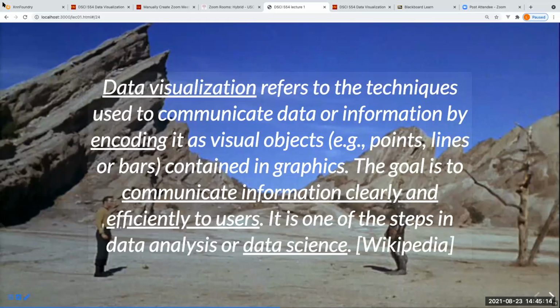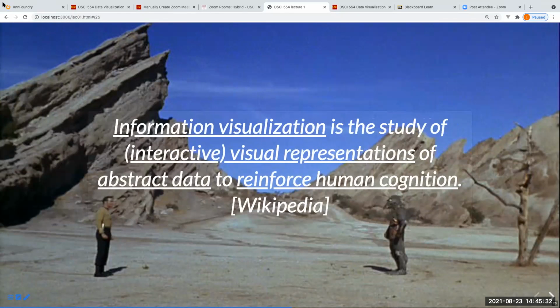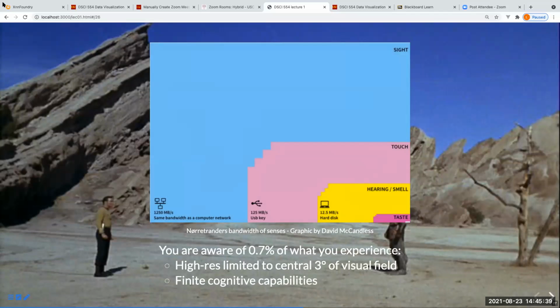However, if you look at the definition for data visualization and information visualization, which is a refined version of data visualization, then you'll see that they tend to talk about reinforcing human cognition. That has to do with the fact that even though we're able to see a lot, our brain only can process a finite amount. And so it's important to understand those mechanisms so that you can rely on them in order to create efficient visualization.